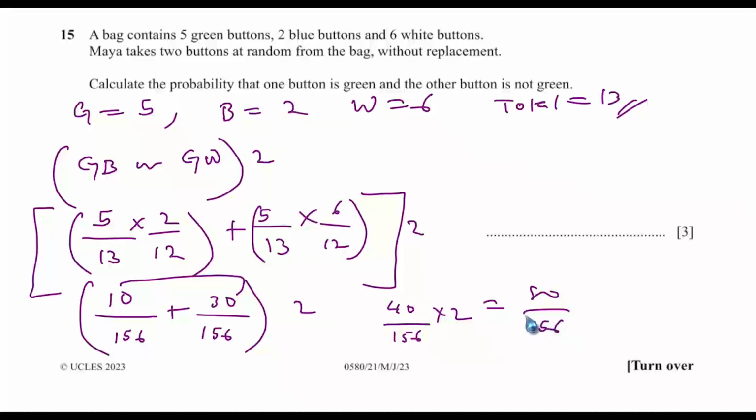Okay, so from here 4 can go into 80 and 4 can go into 156. So my final answer will be 20, as 4 goes into 80 20 times, then out of 39, as 4 goes into 156 39 times. Okay, so that will be the end of the solution.